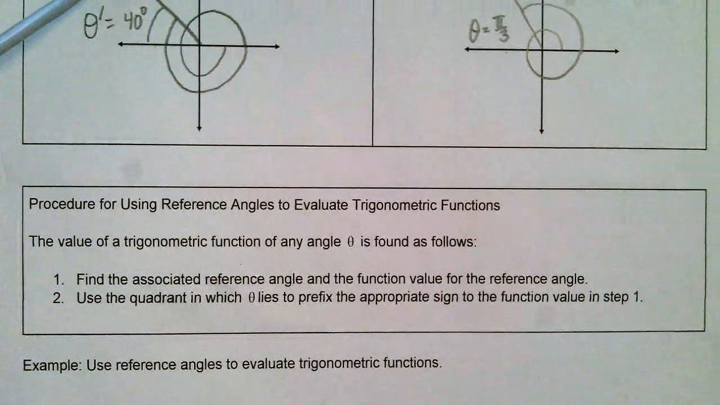So reference angles can be very useful to evaluate trigonometric functions. The value of a trig function of any angle can be found as follows. You find the associated reference angle and the function value for the reference angle. This is why I was saying it's so important to memorize the first quadrant and then use the quadrant in which theta lies to prefix. So prefix means to put before the appropriate sign to the function value in step 1.